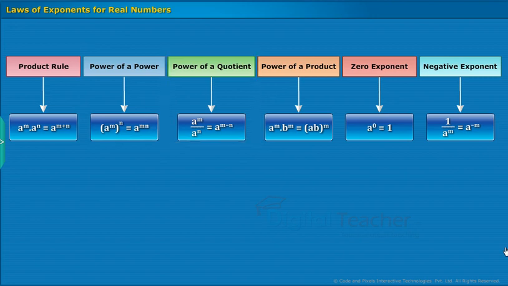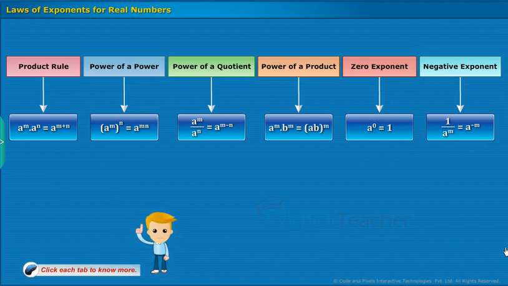Power of a quotient is defined as a^m / a^n = a^(m-n). Power of a product is defined as a^m × b^m = (ab)^m. Zero exponent is defined as a^0 = 1, where a is not equal to 0. Negative exponent is defined as 1/a^m = a^(-m). Click each tab to know more.